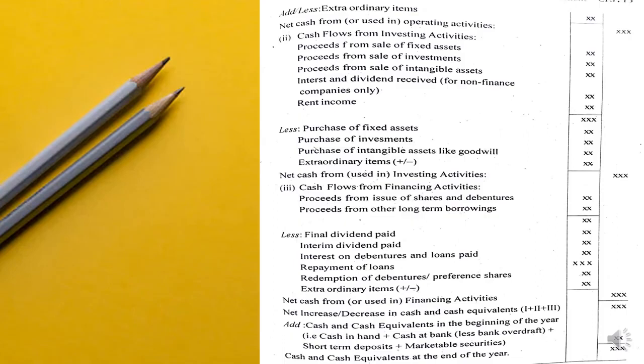And at last you will be writing the net increase or decrease in cash or cash equivalents. So you will be adding all the three columns, that is first one, second one, third one, and then you will be adding cash and cash equivalents at the beginning of the year, that is cash in hand plus cash at bank, plus short-term deposits plus marketable securities, to get the cash and cash equivalents at the end of the year.